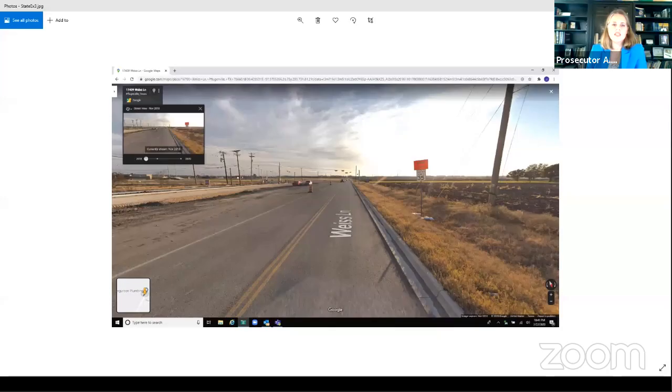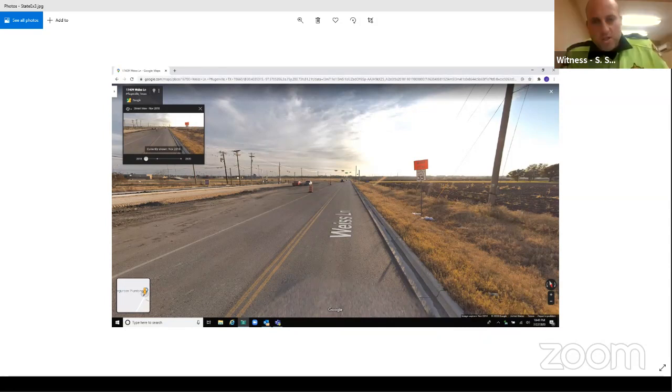And Deputy, is this State's Exhibit number 3? Yes, ma'am. And when you drove the construction area on Weiss Lane, did you view a sign like this? Yes, ma'am. And do you have any idea, looking at that photo, kind of where you are on Weiss Lane on this photo? I believe we are closer towards the toll road, but it's hard to recall, ma'am.